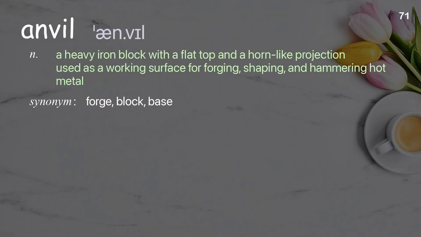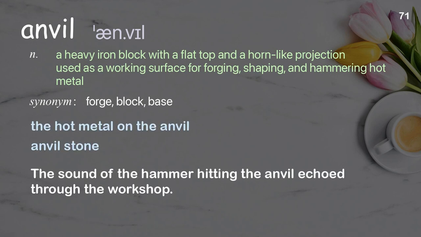Anvil. A heavy iron block with a flat top and a horn-like projection used as a working surface for forging, shaping, and hammering hot metal. Examples: the hot metal on the anvil, anvil stone. The sound of the hammer hitting the anvil echoed through the workshop.